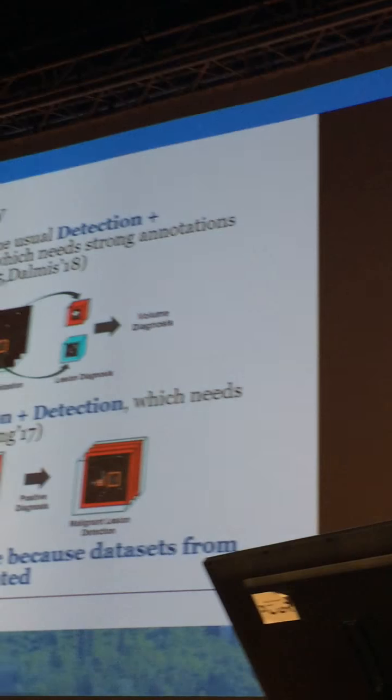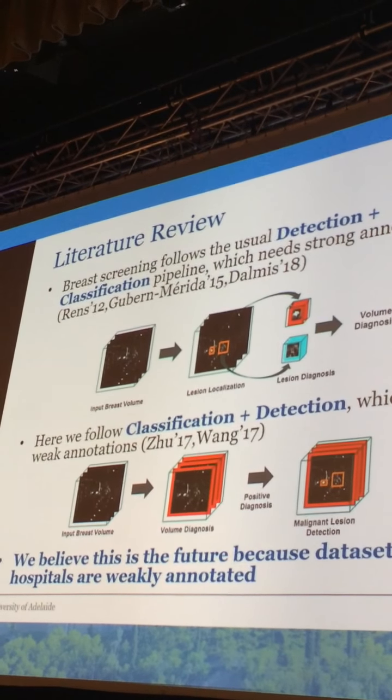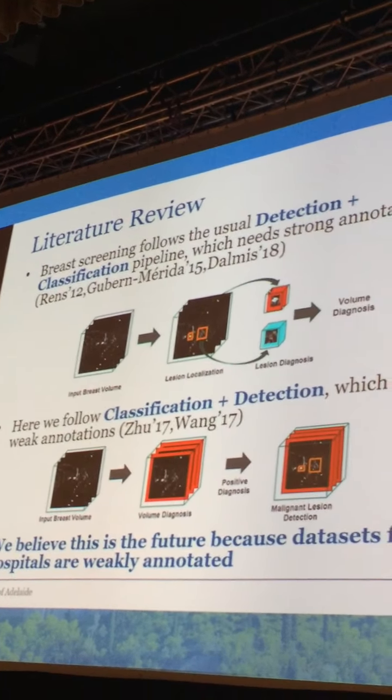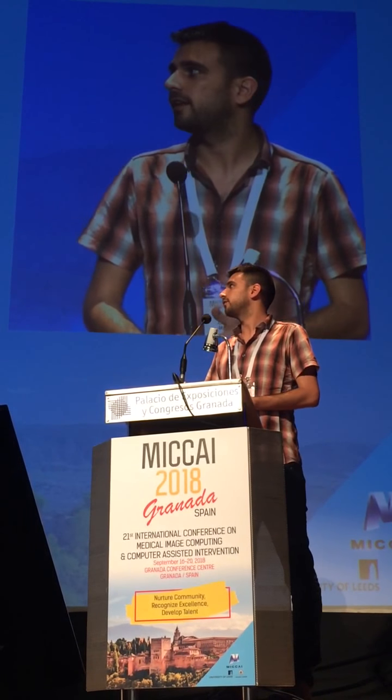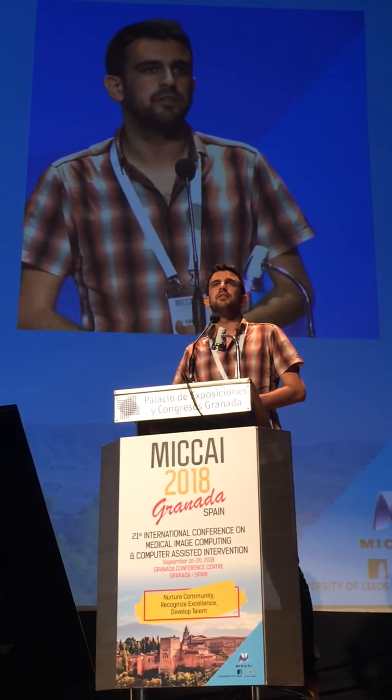In particular, we want to solve the breast screening problem from MRI, and that means that we want to define which breasts contain any malignant findings. Normally, this problem has been solved following the usual pipeline that consists of the detection of possible regions of interest or lesions, benign and malignant lesions. And then you classify those lesions into malignant or non-malignant to decide the diagnosis. However, here we follow the opposite pipeline that consists of performing the classification of the image to perform the diagnosis. And if there is a positive diagnosis, then you try to detect the malignant lesions.